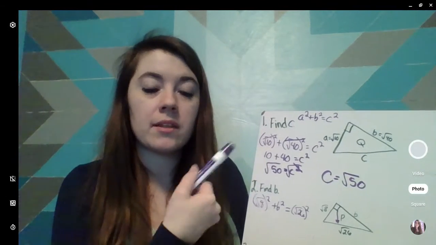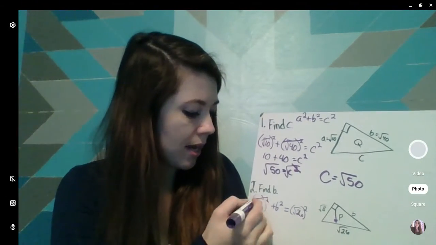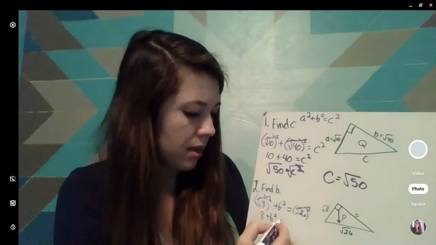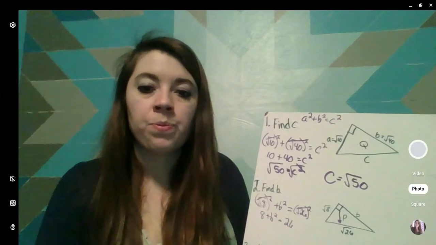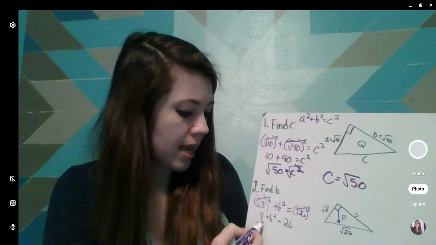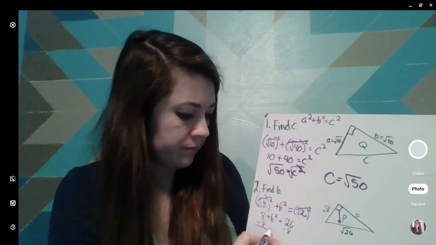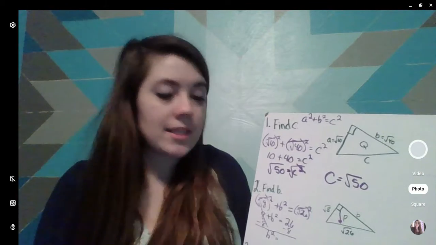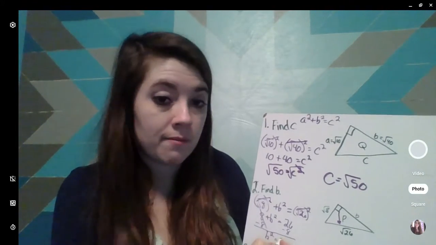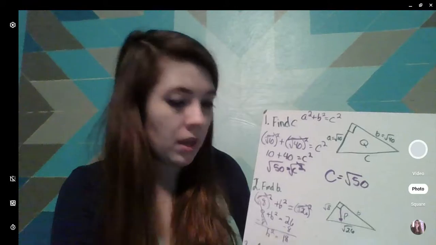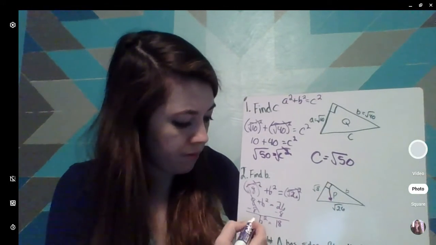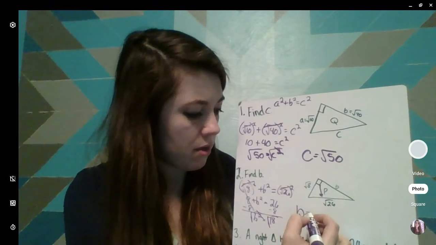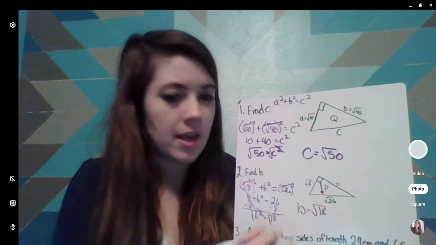So just like up here, when we take the square root of something and square it, it's going to cancel it out. So we're left with just 8 plus b squared equals 26. So now to solve, we're going to subtract 8 from both sides. So we've got b squared equals 26 minus 8 gives us 18. So we've got b squared equals 18. Remember to get rid of the square, we take the square root. So b equals the square root of 18.